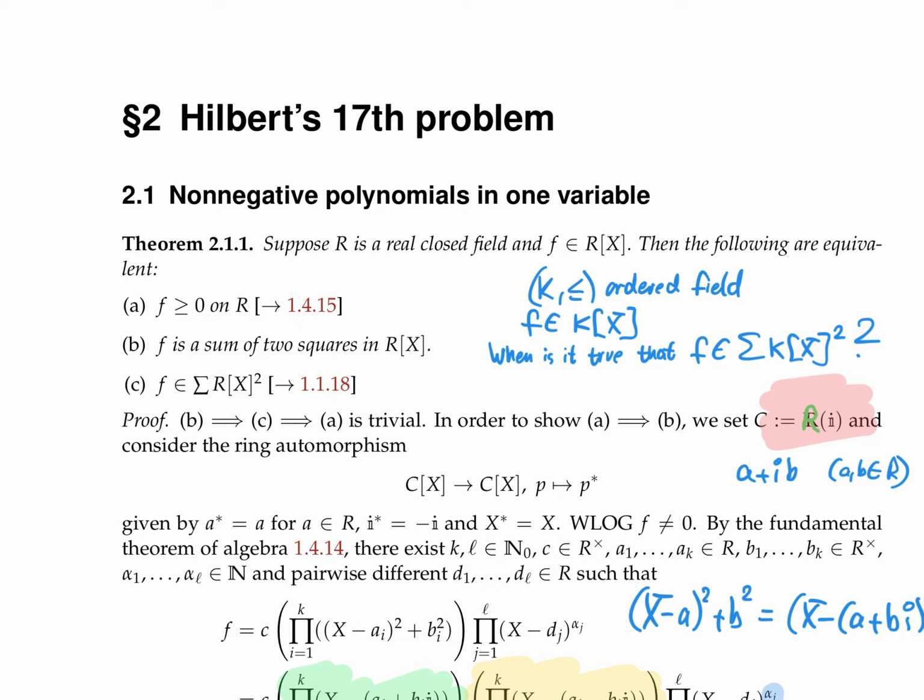But in order for it to be such a sum of squares, well, already if f is a constant polynomial, the special case, it's just an element from K, right? And you see easily that the question actually is equivalent to f being a sum of squares in K, right? And that's easy to see.